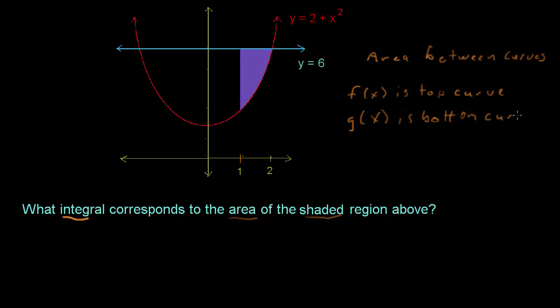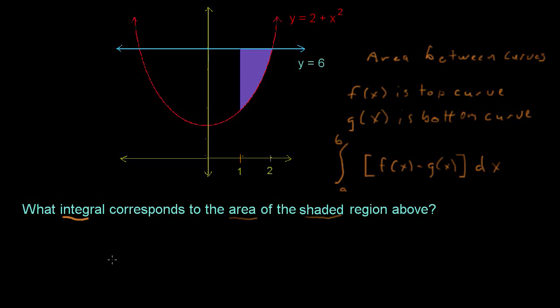Then, if we're talking about a region that's between x equals a and x equals b, we can describe that area as f of x minus g of x, the top curve, subtract the bottom curve, dx.